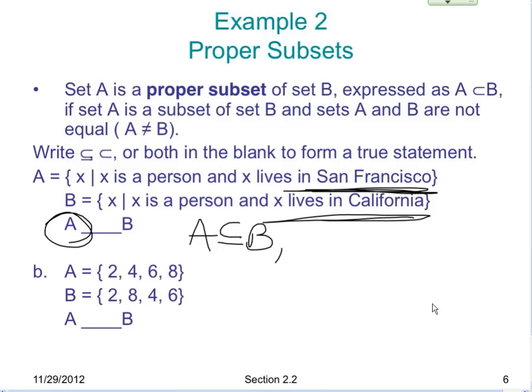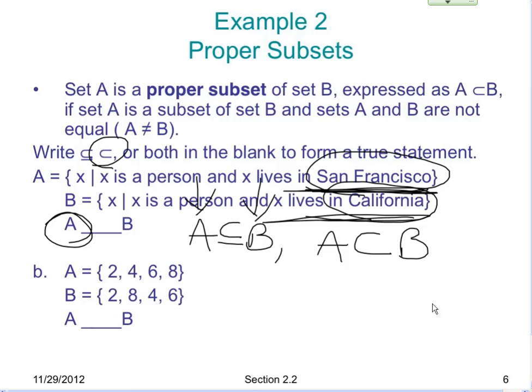The other question is, is it a proper subset? Is A equal to B? Are the people who live in San Francisco the only people that live in California? No. So we can say that A is a proper subset of B. Okay, so this is allowed because they're not equal.